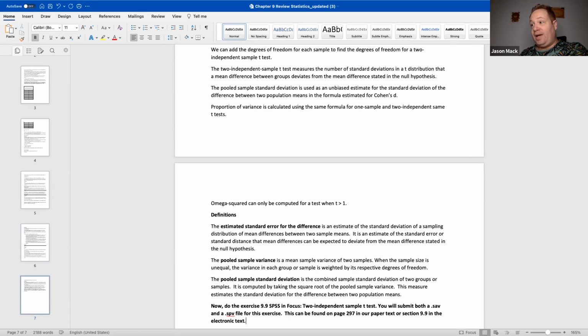The pooled sample variance is a mean sample variance of 2 samples. When the sample size is unequal, the variance in each group or sample is weighted by its respective degrees of freedom. The pooled sample standard deviation is the combined sample standard deviation of 2 groups or samples. It is computed by taking the square root of the pooled sample variance. This measure estimates the standard deviation for the difference between 2 population means.